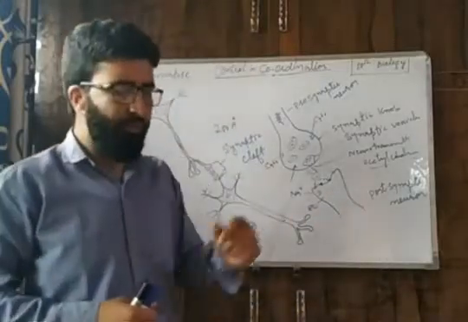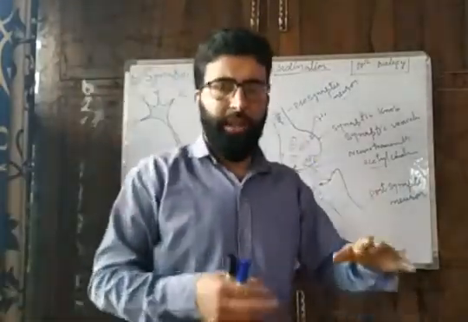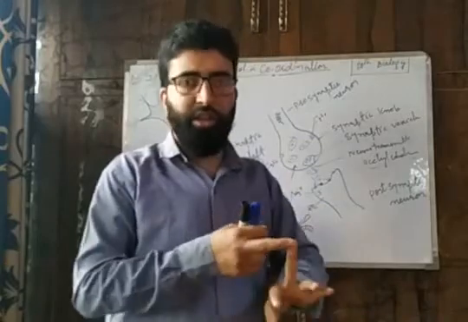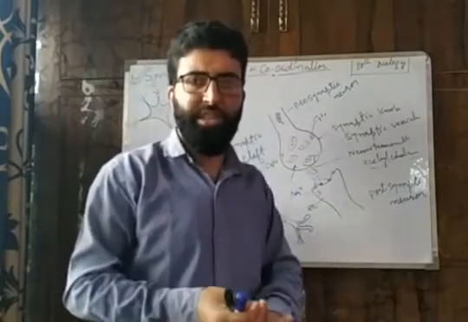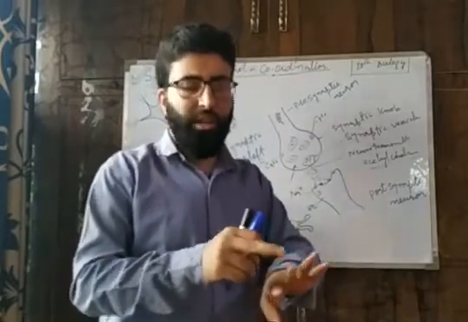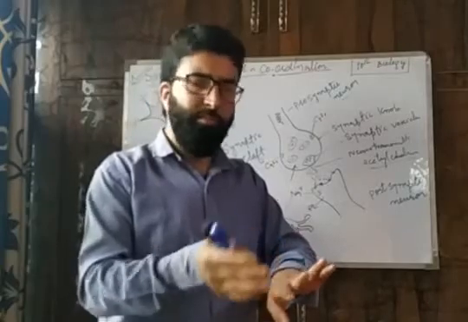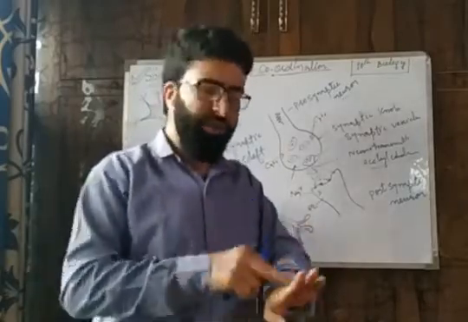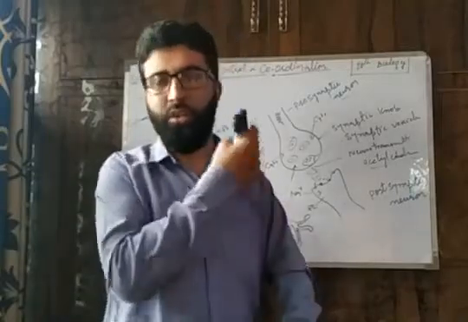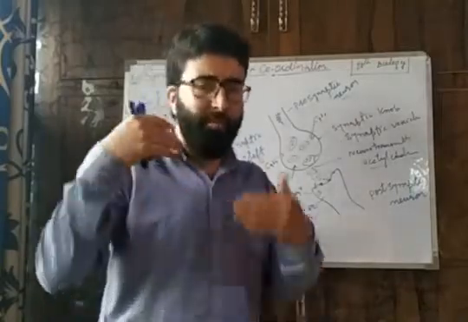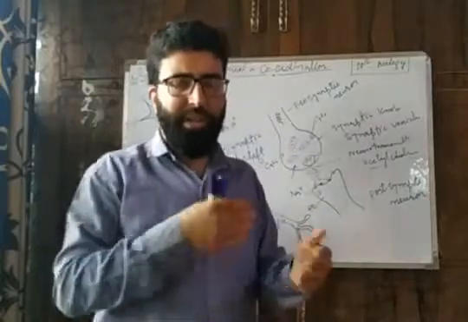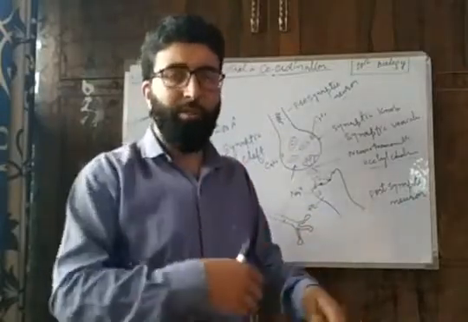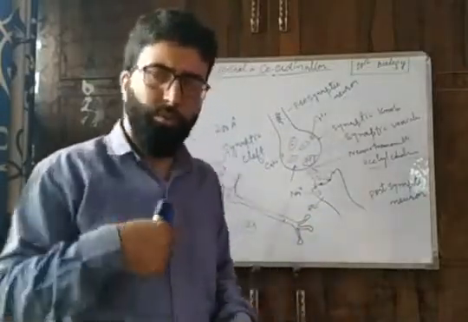For example, if we touch any object, here skin acts as a receptor, the sense organ. It will take this nerve impulse and transmit this information to the sensory neuron. This sensory neuron will take it to the brain, and the brain will interpret it, and then it will send back information through the motor neuron.